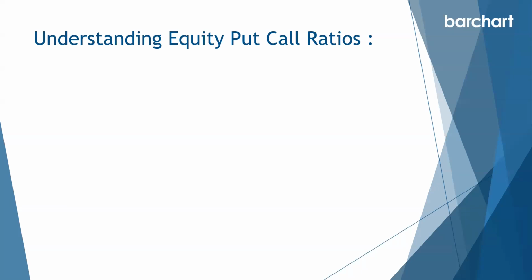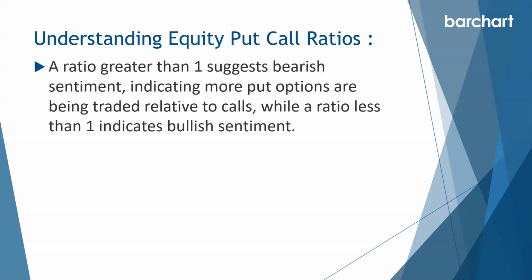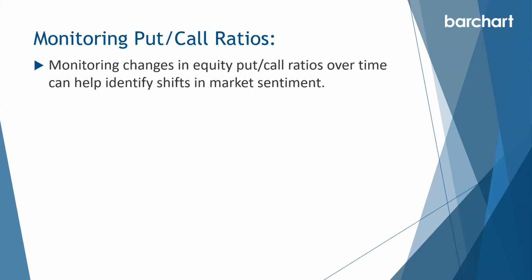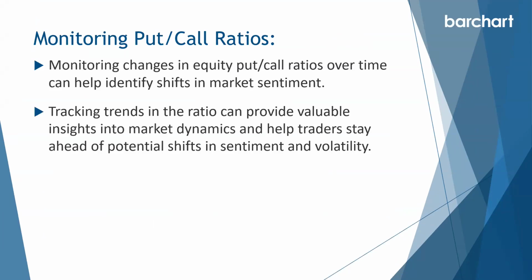Understanding equity put-call ratios. A ratio greater than 1 suggests bearish sentiment, indicating more put options are being traded relative to calls, while a ratio less than 1 indicates bullish sentiment. Monitoring put-call ratios. Monitoring changes in equity put-call ratios over time can help identify shifts in market sentiment. So it's important to not just look at it on a day-to-day basis, but look at how it's changing over time and the trend. Tracking trends in the ratio can provide valuable insights into market dynamics and help traders stay ahead of potential shifts in sentiment and volatility.